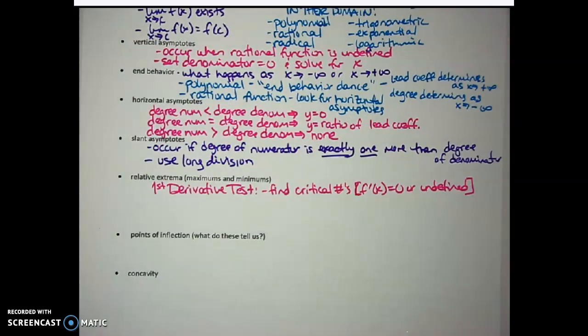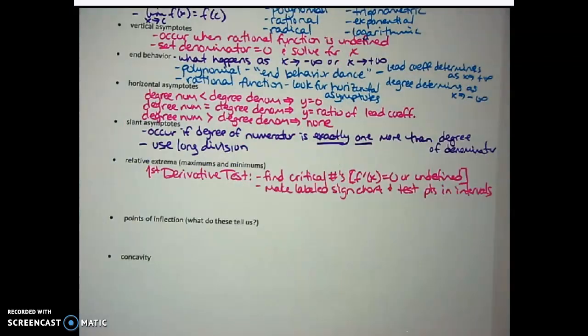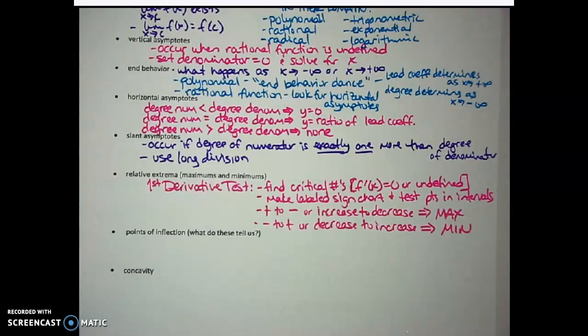Step 1, find the critical numbers. So we need to find the first derivative, set it equal to 0, and find when it's equal to 0 or undefined. Second, with those critical numbers, you're going to make a labeled sign chart, and you're going to test points in the intervals between those critical numbers. Then finally, if it goes from increasing to decreasing, or positive to negative, you know you found a relative max. If it goes from decreasing to increasing, or negative to positive, you found a relative min.